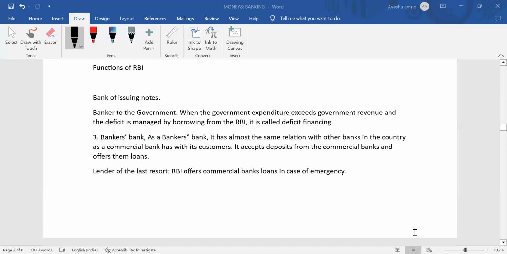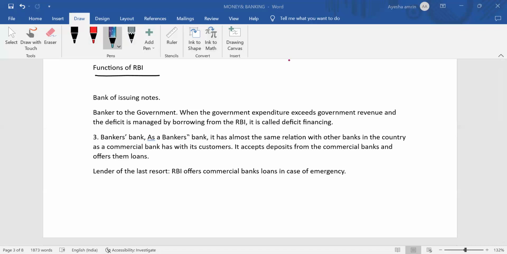Functions of RBI. Bankers' bank. What does the bank do? Functions of RBI. Can anyone tell me what the functions of RBI are, if you know? From where do they get money? Regulate the issuance of banknotes.